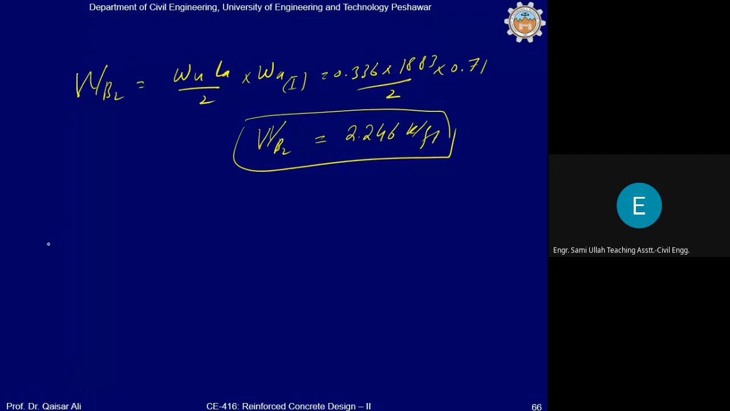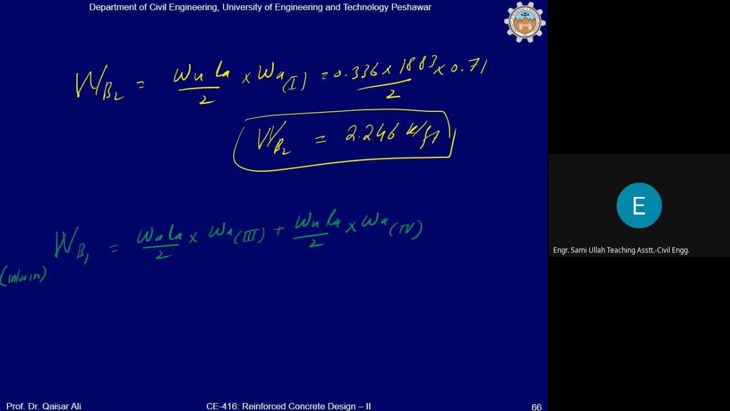Again, this is WB1, but this is the interior panel. This will be equal to WU LA by 2 multiplied by WA from panel 3, plus WU LA by 2 multiplied by WA from panel 4.